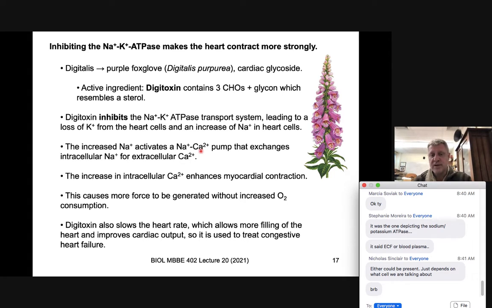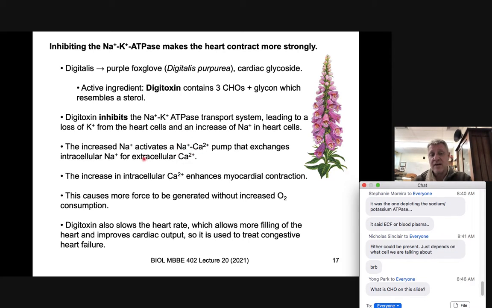So what we do is trick this particular sodium calcium ATP pump to take the role of the sodium potassium ATPase, to remove the increased concentration of sodium that's now in the heart cells and exchange that for an increased calcium concentration in the heart cells. With that increased calcium concentration, given that we've tricked the cell to utilize the sodium calcium pump, that calcium concentration enhances myocardial or heart cell contraction.